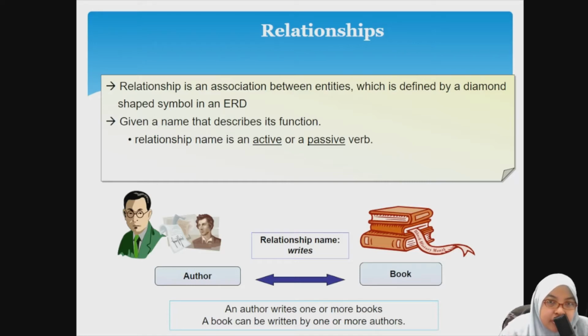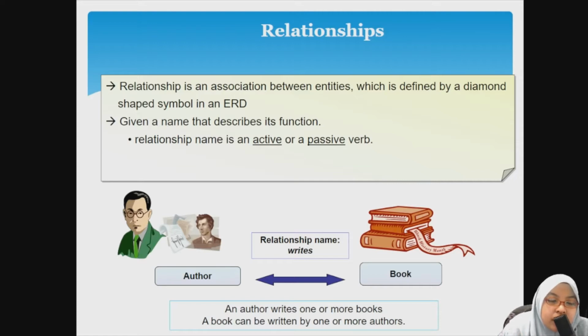A relationship is given a name that describes its function, referred to as the relationship name, which is an active or passive verb. So how do we give a name to our relationship in our ERD diagram? You need to use a verb. For example, here we have author as an entity, and we also have book as an entity. So both are objects. The relationship between the author and the book is that the author writes the book. So the verb we can use is write.